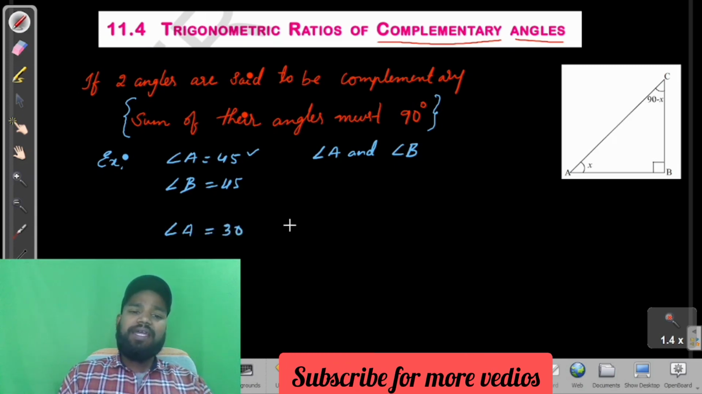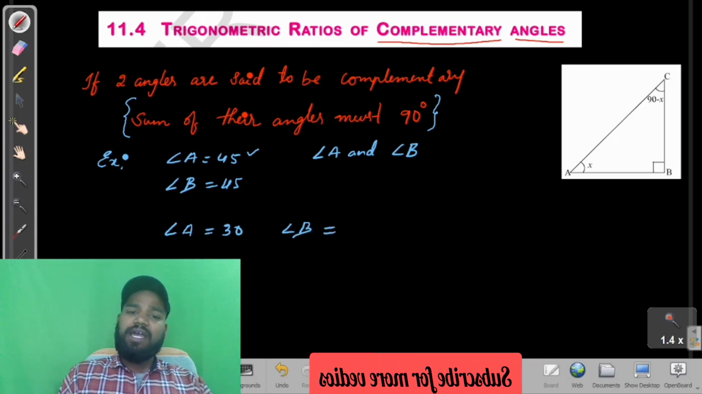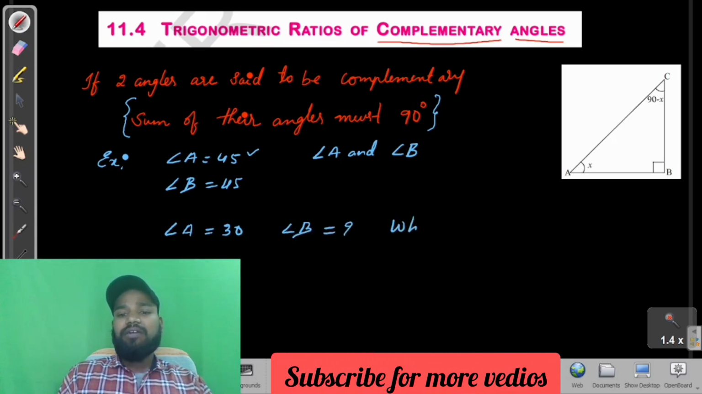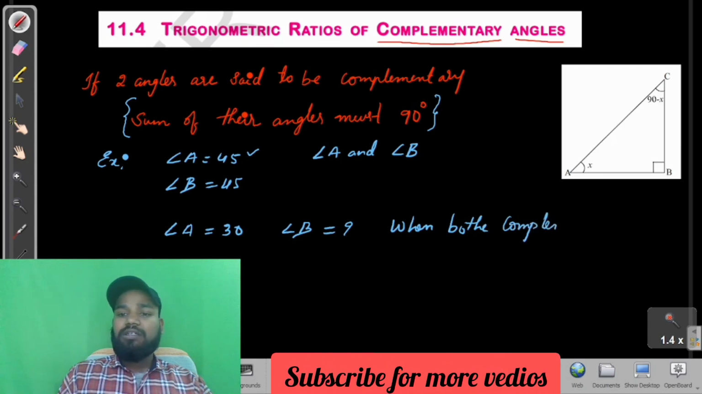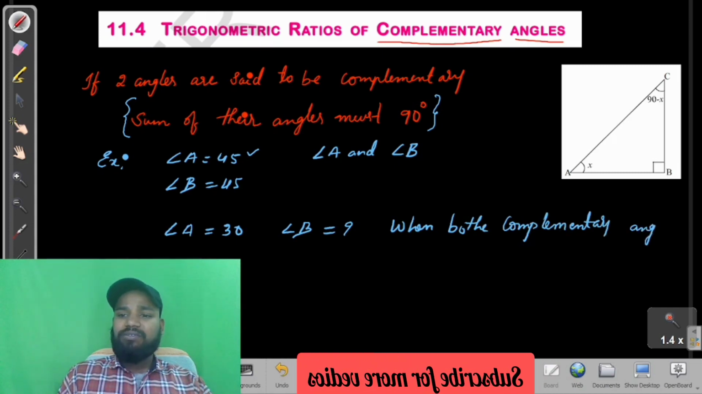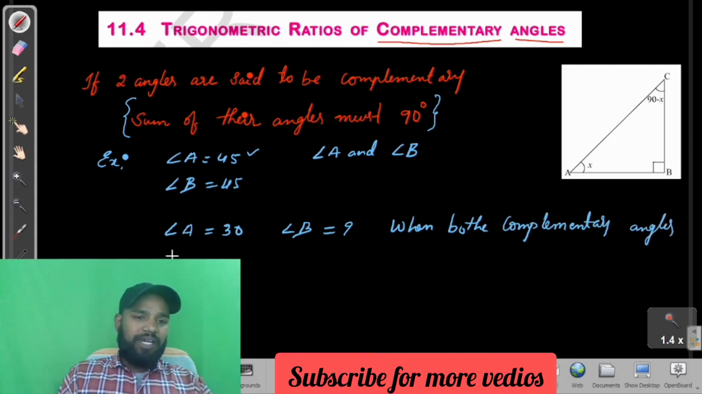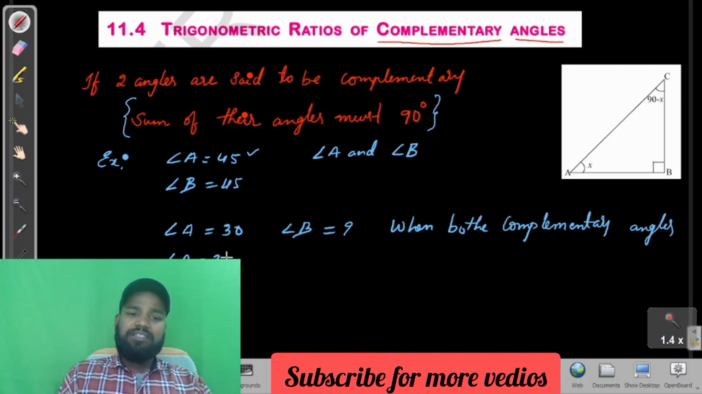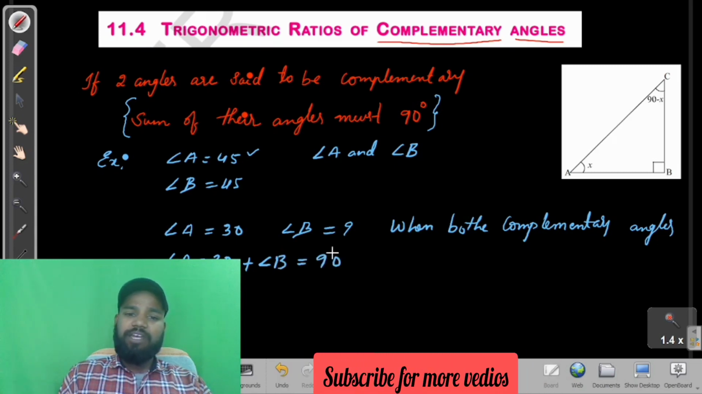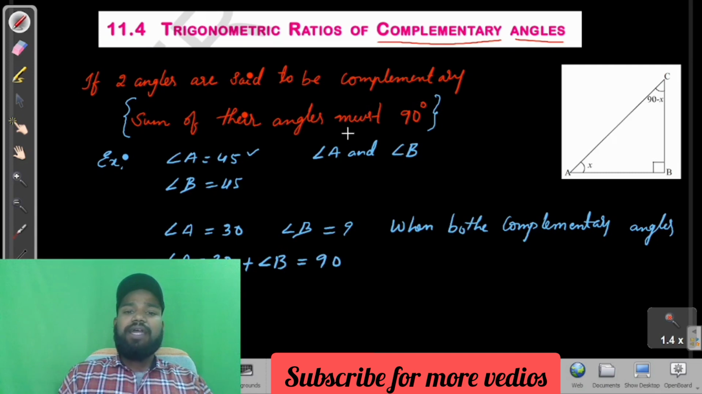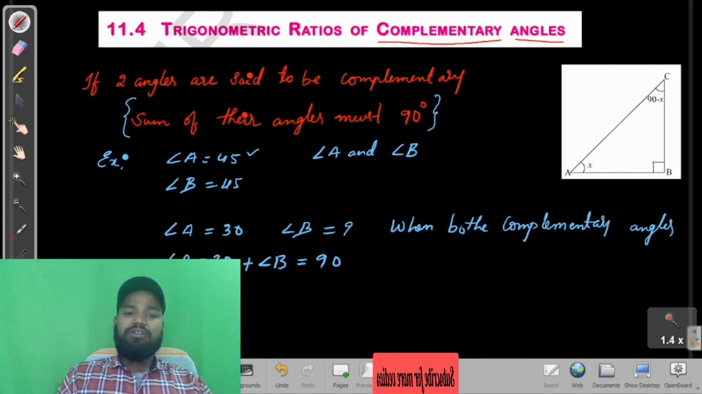Suppose one more example: if angle A equals 30 degrees, what is the angle B when both are complementary angles? Angle A equals 30 is given, so angle A plus angle B equals 90, because the sum of the angles must be 90. I am writing angle A equals 30 plus angle B, which I don't know, so I want to find angle B.